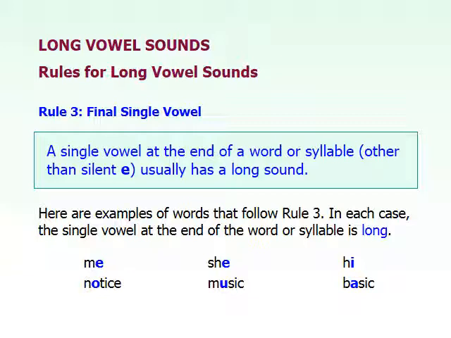All right, and then moving on to the last one, in this rule, it's when there's a final single vowel. So when a single vowel is at the end of a word or a syllable, and this doesn't include the silent E, it's usually a long sound. So some examples of this are like me, she, hi. And some examples when they're at the end of a syllable are like notice. So there's two syllables, two sounds. Music, two sounds. Basic. Okay?